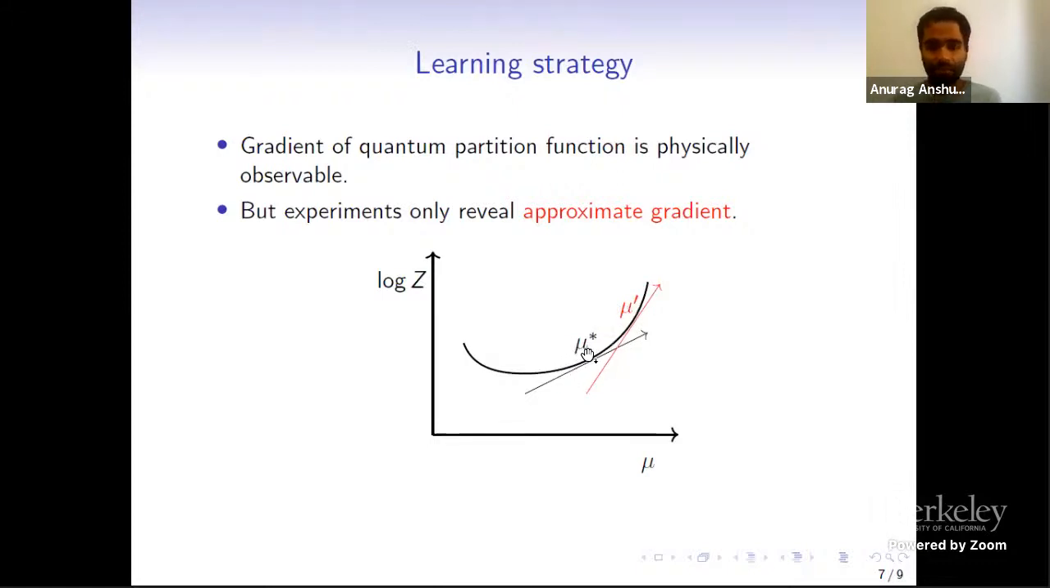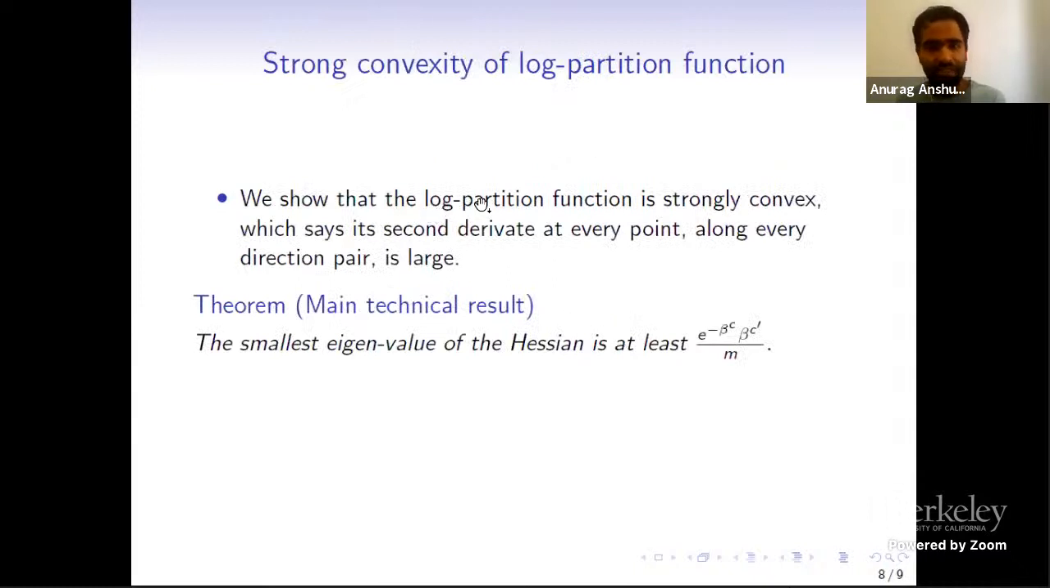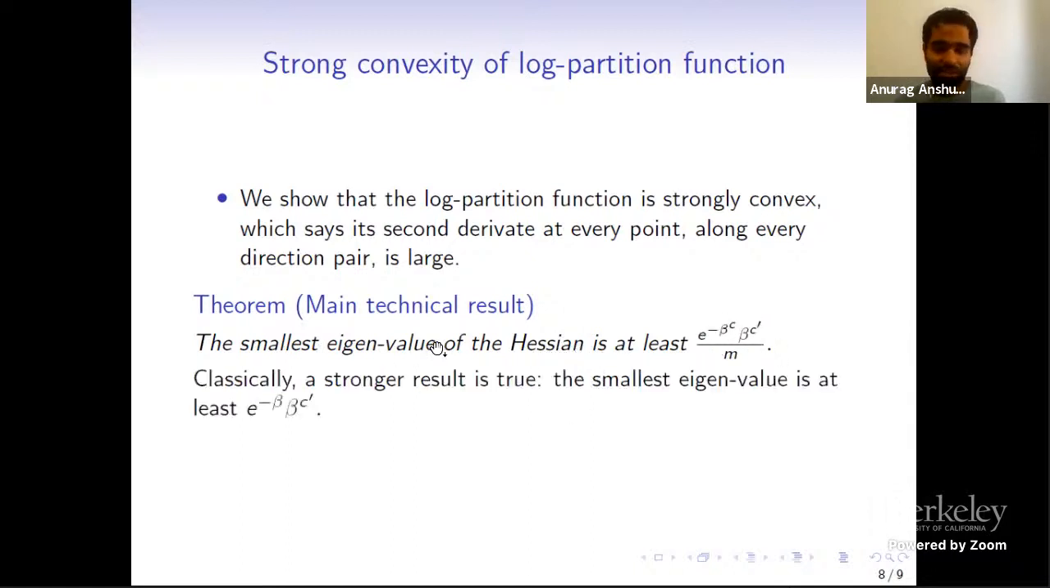And the key point is that if the quantum partition function curves fast enough, then mu prime can't be that far away from mu star. And that's our goal. So we show essentially that the quantum partition function has this property that it's very convex everywhere. That means it curves well enough. And that is captured by what is known as the Hessian of the partition function. And we show that it's pretty large. It's not large enough compared to classical results where there's no factor of 1 over m, but that's fine for our applications. Improving this m would also improve our bounds.